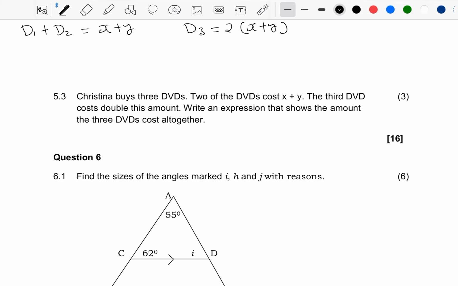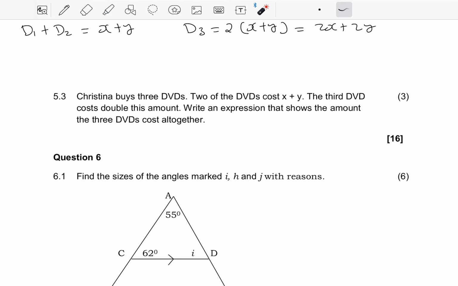Okay, so meaning this could be written as 2x plus 2y, right? Because we're removing the bracket, so it's 2x plus 2y. Because we're removing the bracket, 2 times x is 2x, and then 2 times y is 2y.